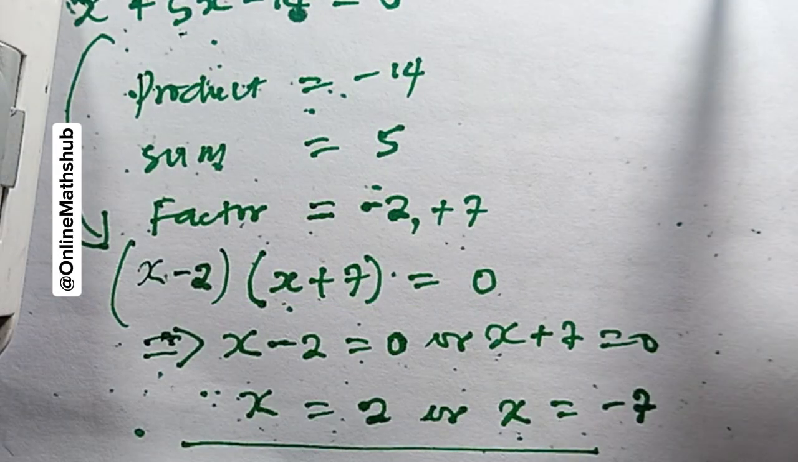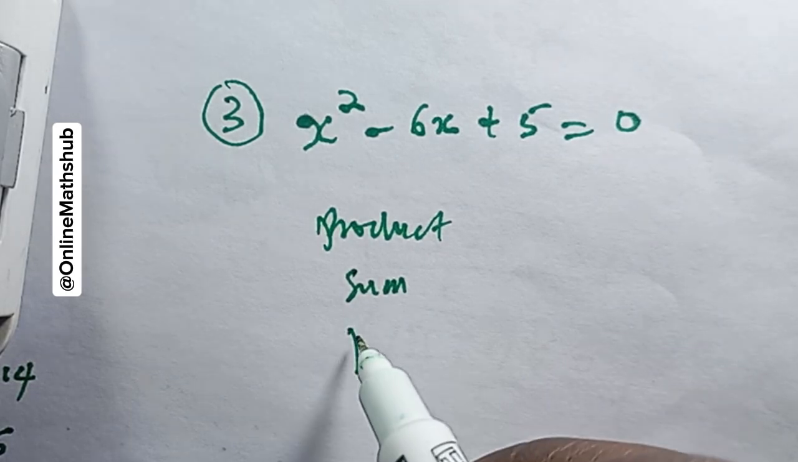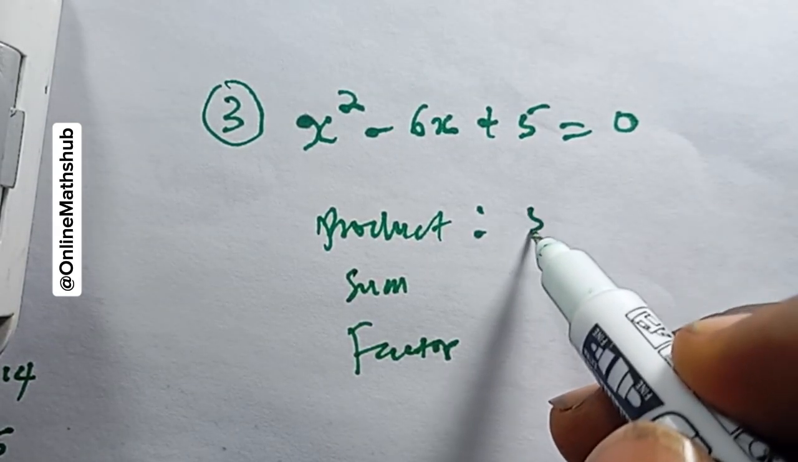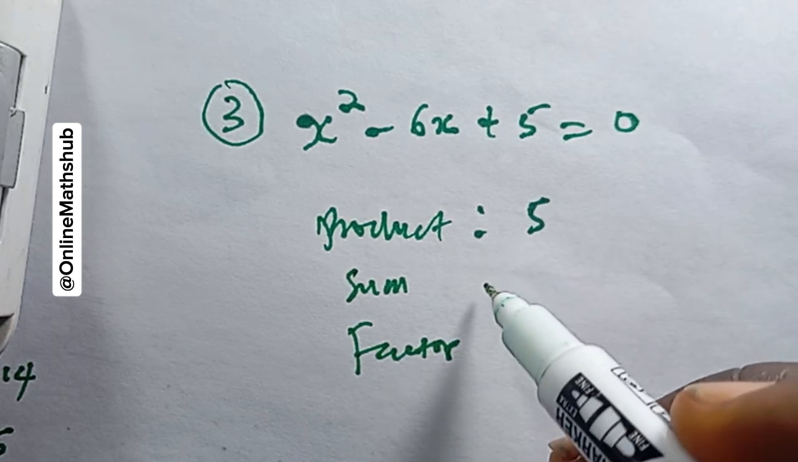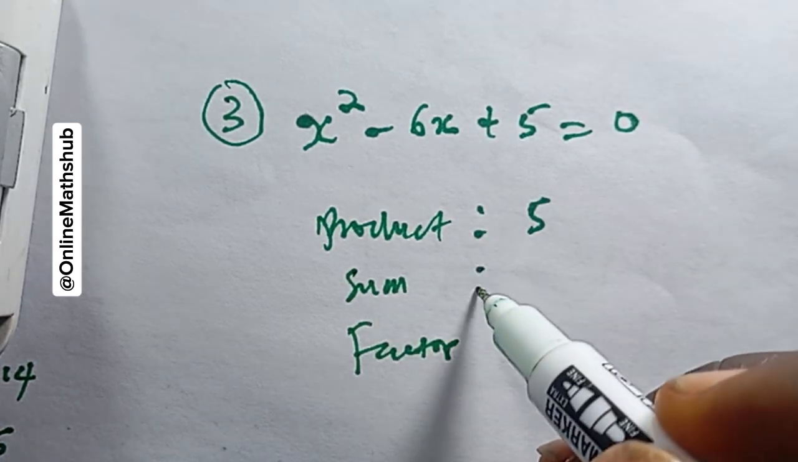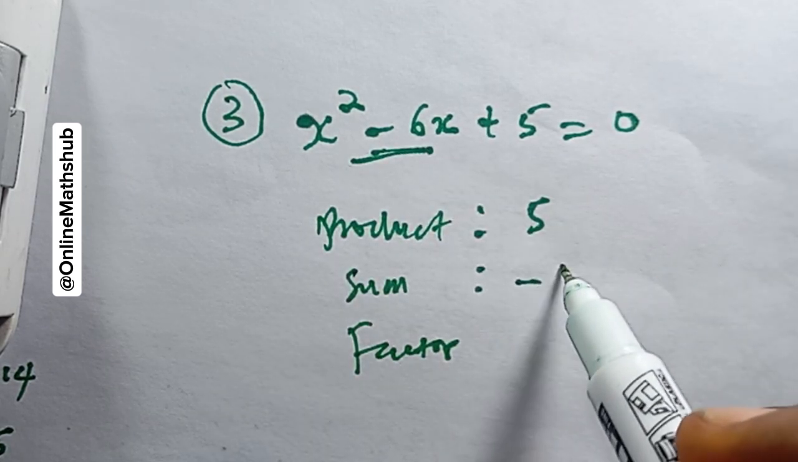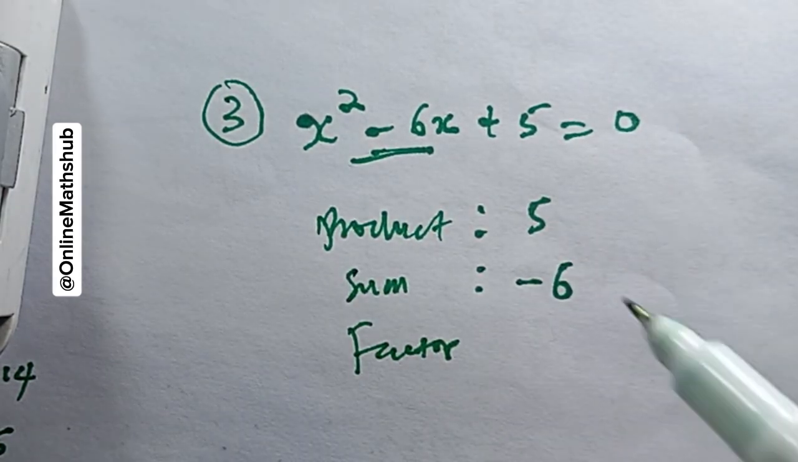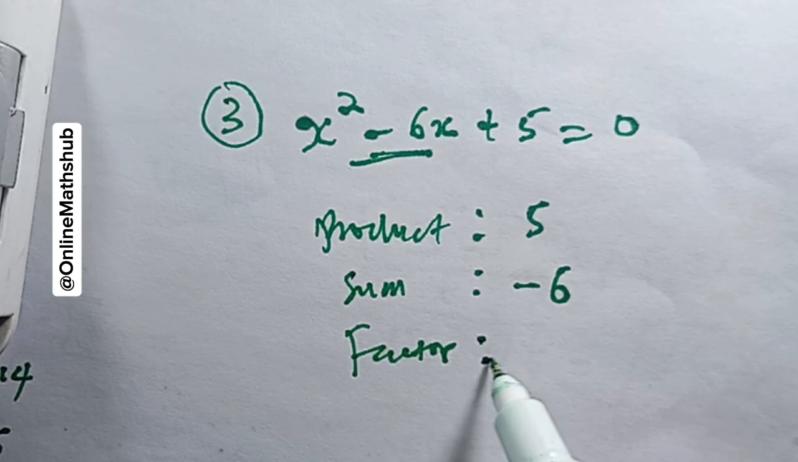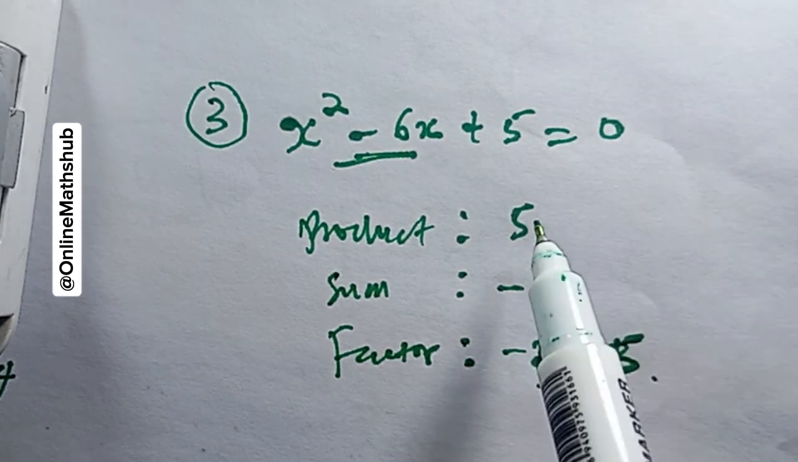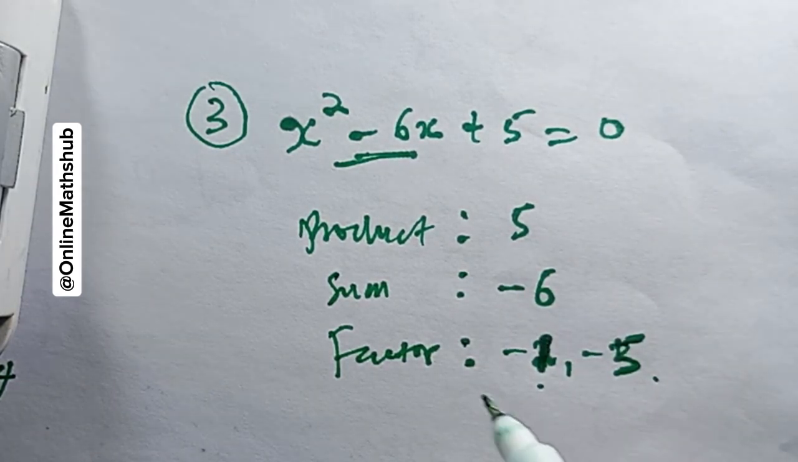So you find out the product, you get the sum and get the factors. For the product you need two terms that when you multiply them it will be equal to 5, and for the sum you need two terms that when you sum them it will be equal to, in this case, minus 6. So the two factors that will do the work are minus 5 and minus 1. When you multiply minus 5 and minus 1 it will be equal to 5, and when you sum them it will be equal to minus 6.